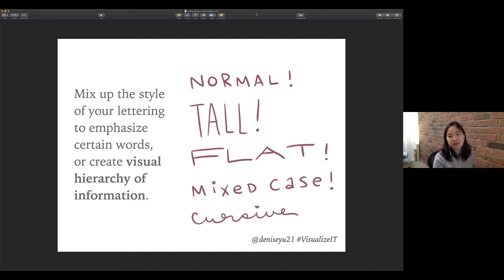So a couple of easy things you can do. Just write something normally and then try stretching it to make it taller, and then try squashing it to make it flatter. Maybe you can mix up case, or if you remember how to write cursive from school, you can try writing things in cursive. Mix that up with just writing things in printed letters.